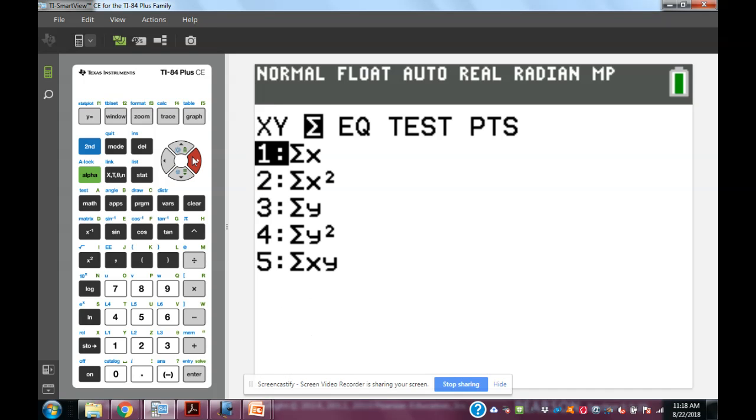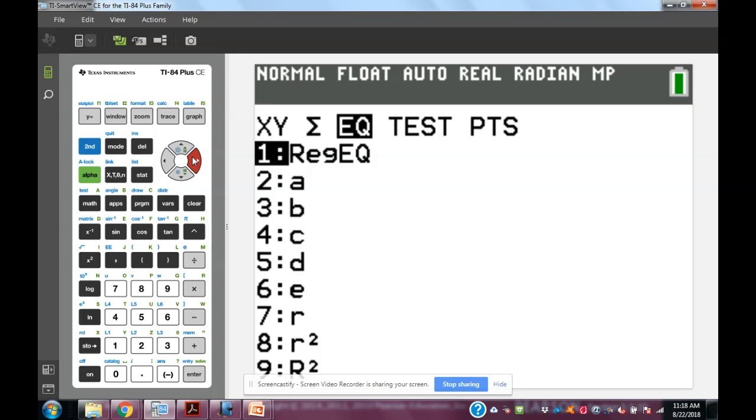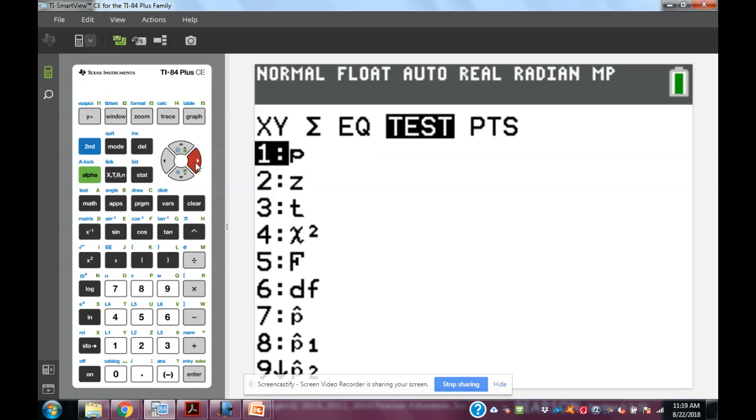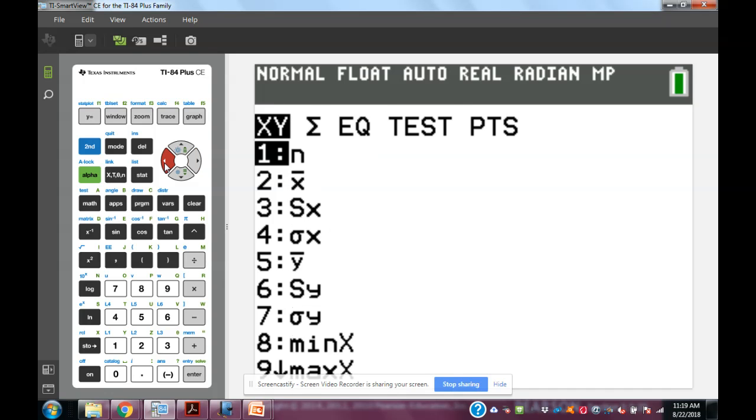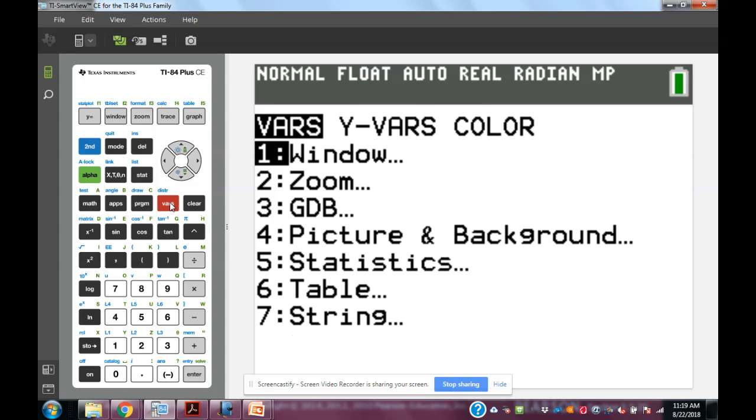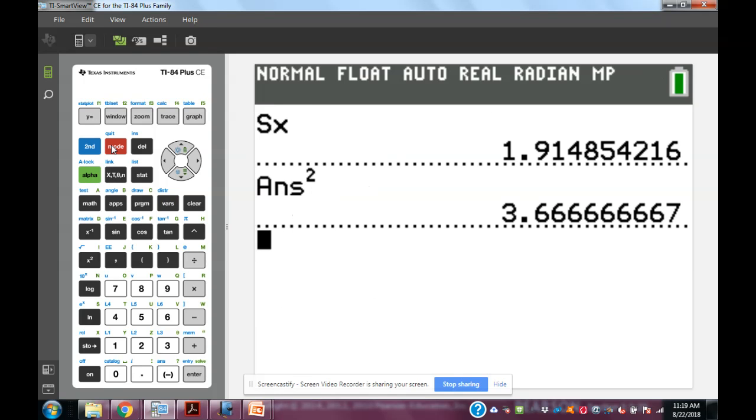There's some summations that it'll do, some equation things from when you're doing regression lines. You can get some of those values. There are some test values. We'll get to that later in the year. And these are some points from a graph that you can use. So that menu, the variables menu, is nice. We'll use the number 5 there a lot. Okay, so just be aware of that.